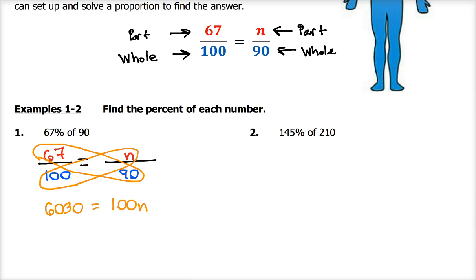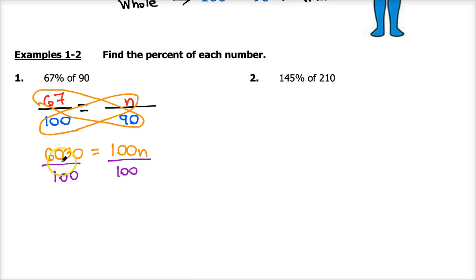So now to solve for n, we need to divide both sides by this 100. And 6,030 divided by 100, remember, dividing by 100 is pretty easy to do in your head. You just have to think about where the decimal is and move that decimal point 2 places to the left. So for 6,030, the decimal is here. If I move it 1 and 2 places to the left, I get 60.3. Okay, so that means that 67% of 90 is 60.3.